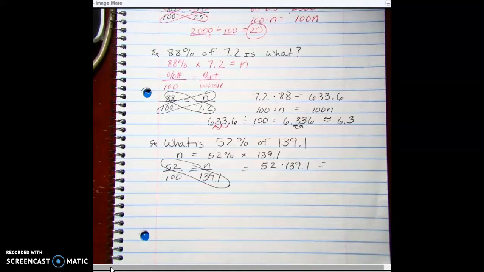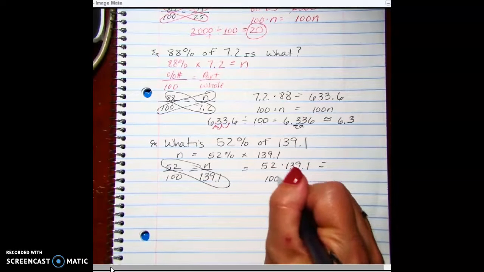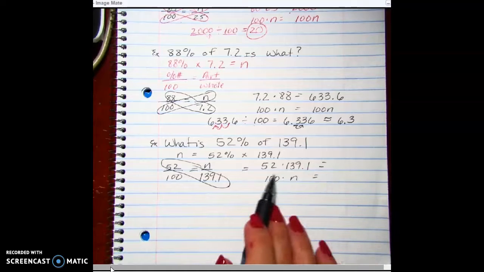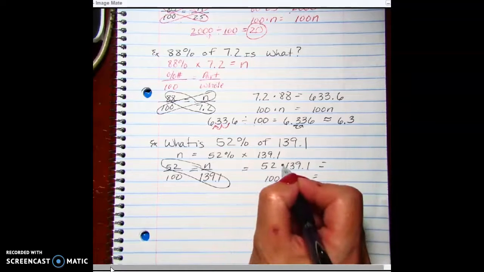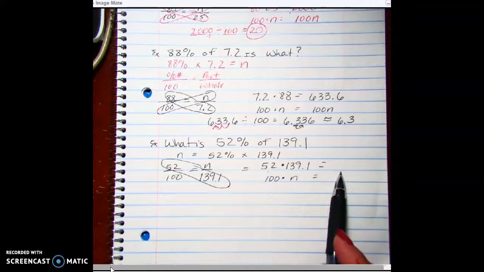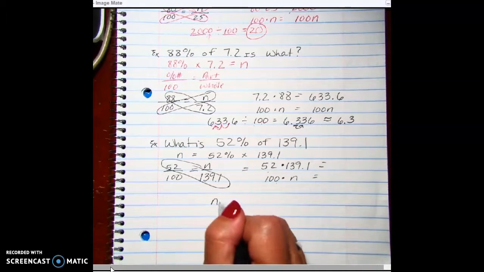Which equals, oh, I don't have my calculator. And then I multiply, and then I divide, and you can get out your calculator and figure out what you end up with here, and then you divide it by 100, and that is your n.